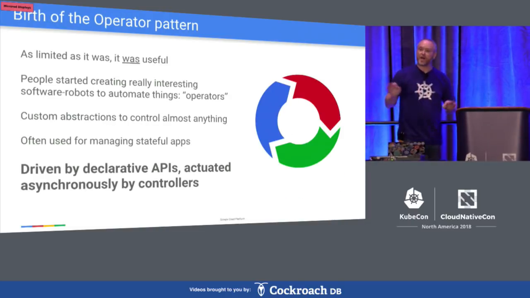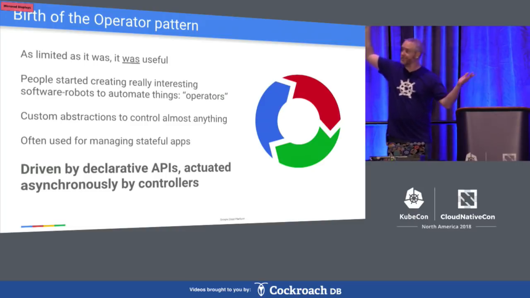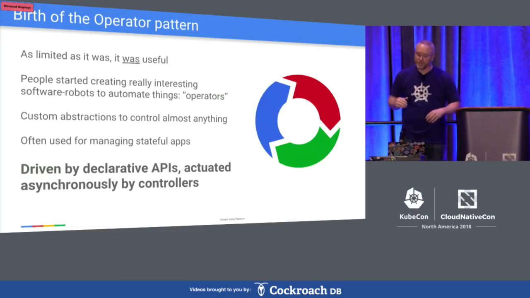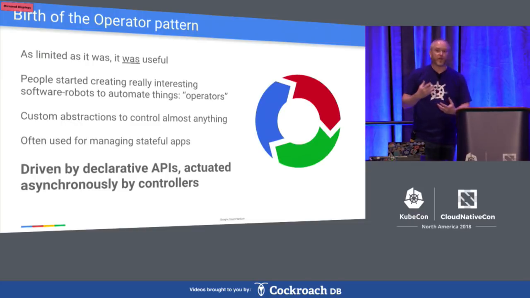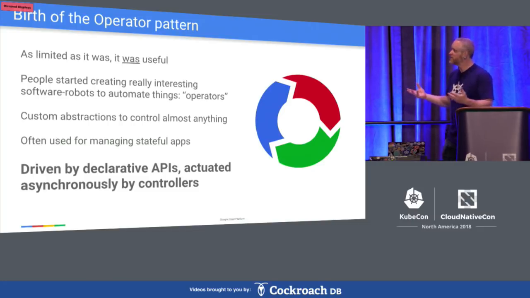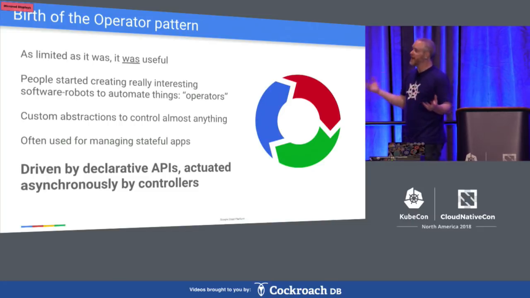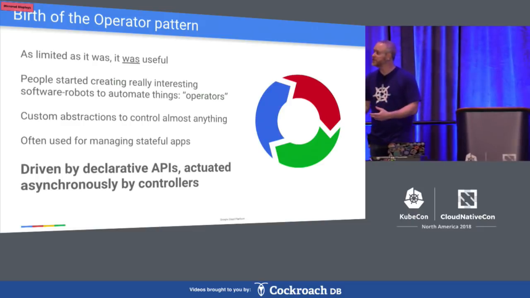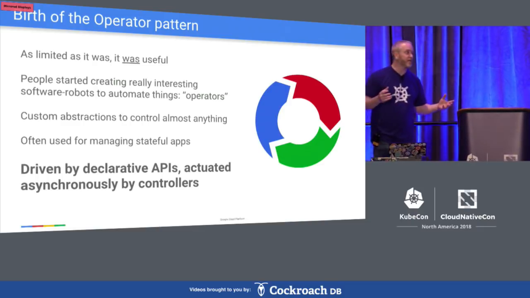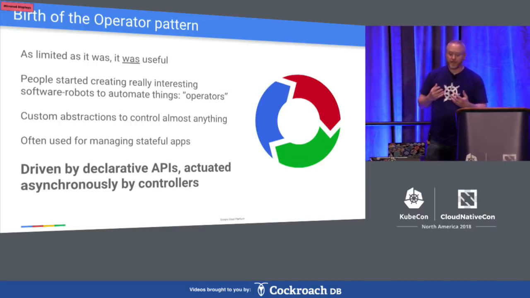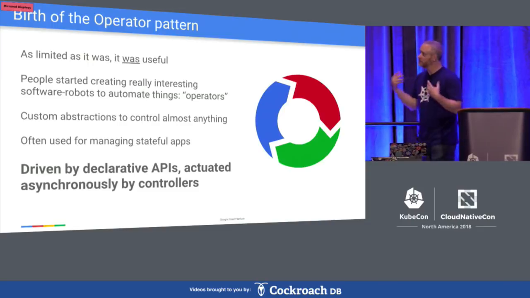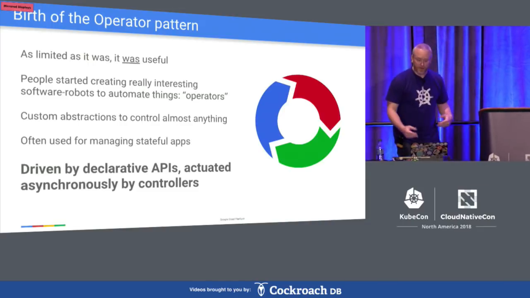But it gave birth to the operator pattern. Everybody's heard about operators, right? It's sort of the thing. So people started creating really interesting operators. An operator is a software robot that runs in a Kubernetes cluster that manages something. Usually it's a stateful application, but it could be anything. People started to use it for really interesting and clever things. They were managing external systems. They were linking up to other applications. Driven by declarative APIs, just like Kubernetes, actuated asynchronously by controllers, just like Kubernetes. It was a really powerful pattern.